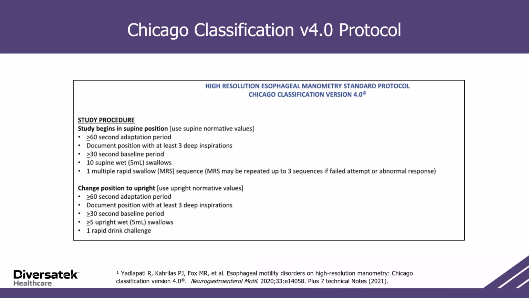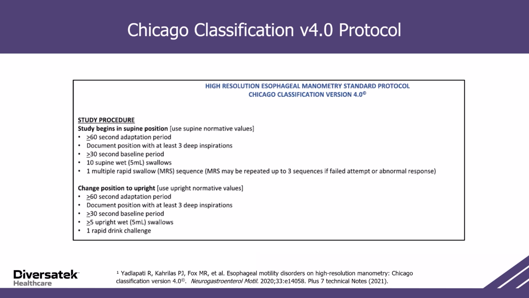A quote from the main article. "Classification is based on the primary position in which 10 wet swallows are performed, either supine or upright. Assessment of the swallows in the secondary position and with provocation provide supportive data."